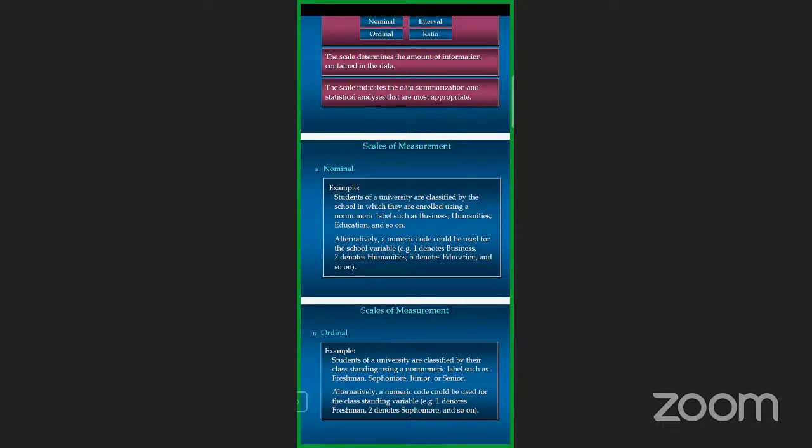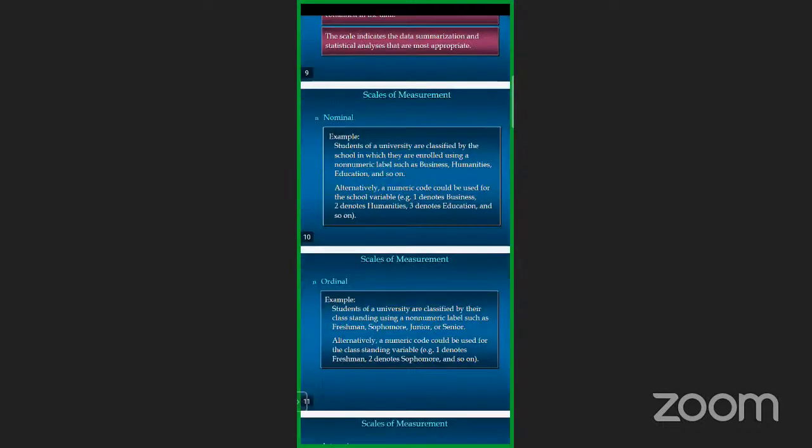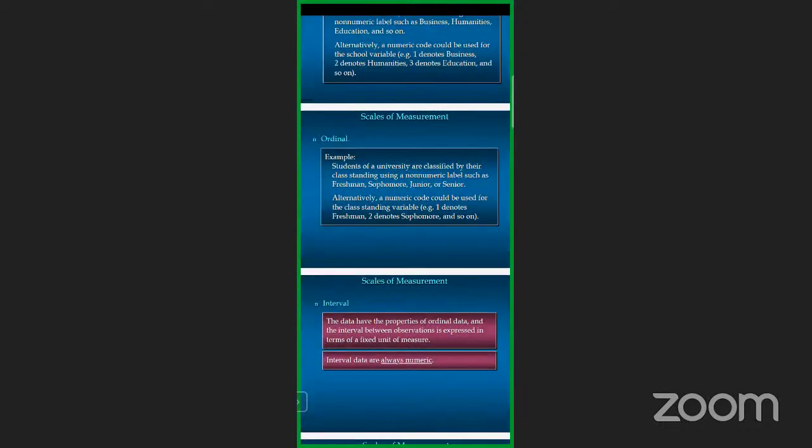Why is all this required? To analyze the data, we are converting the total data into a numerical format, that is a quantitative format. So the scales we are deciding are nominal, ordinal, or else interval. If you want to select an interval, then the data have the properties of ordinal data, and the interval between observations is expressed in terms of a fixed unit of measure. Interval data is always numerical only.